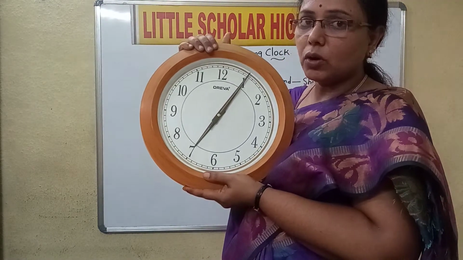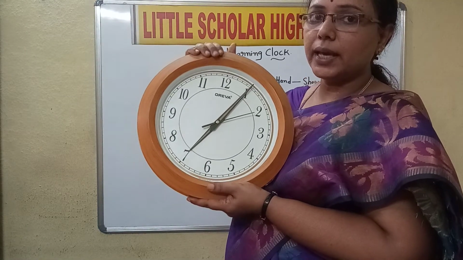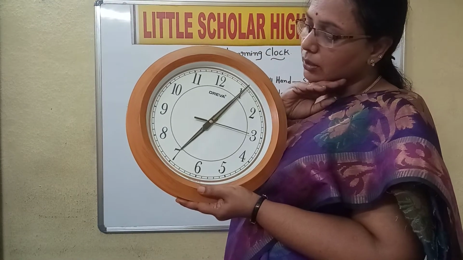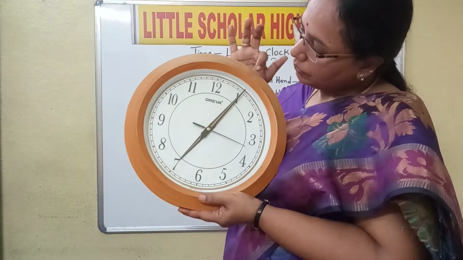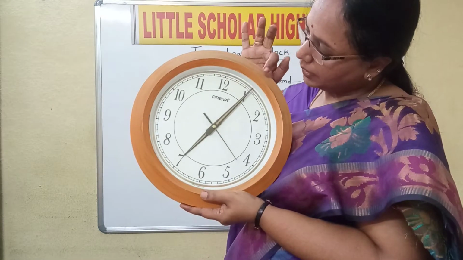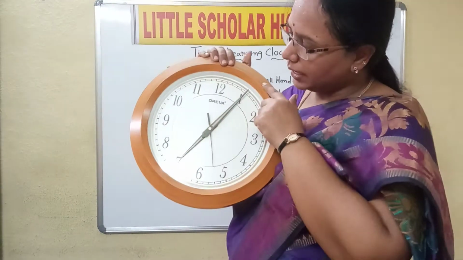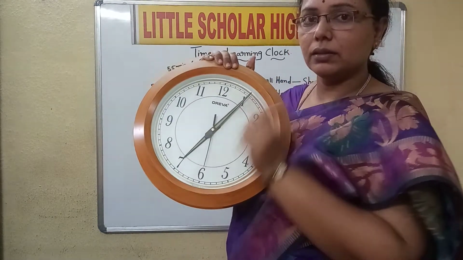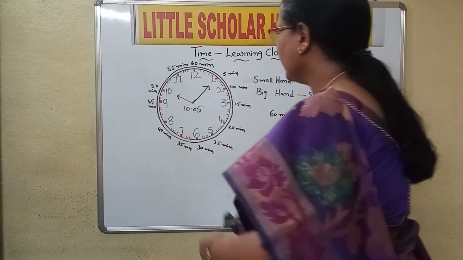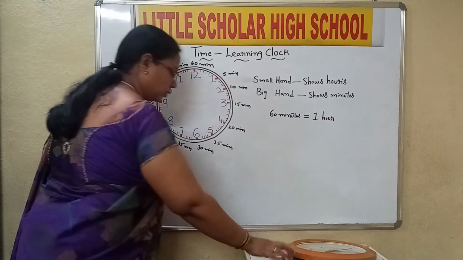Okay, then tell me this time now. Where is the small hand? 7. Where is the big hand? On 1. So what is the time now? It is 5 past 7, or 7:05. Okay, now let us move to the next one. So you understood this 5 minutes concept.